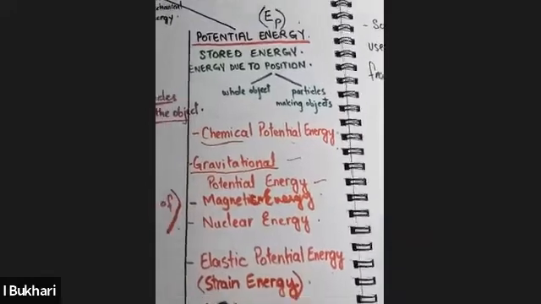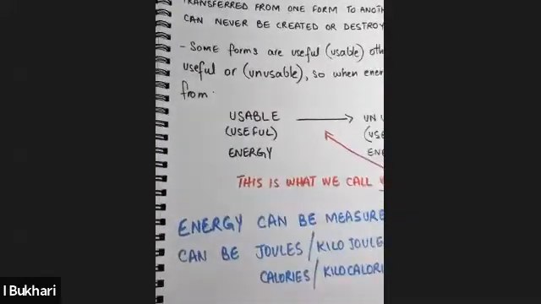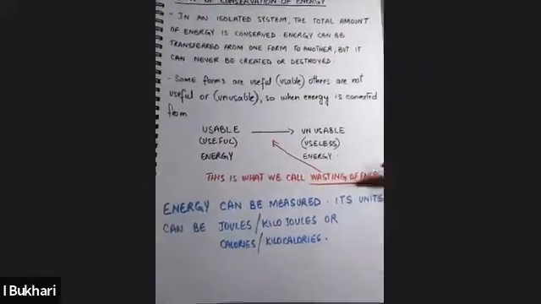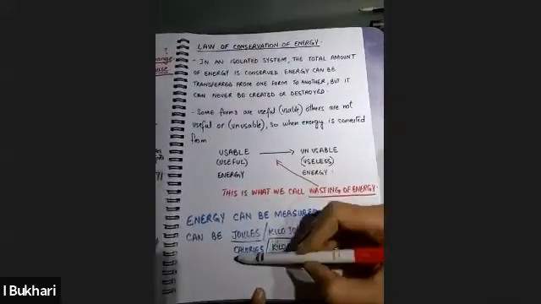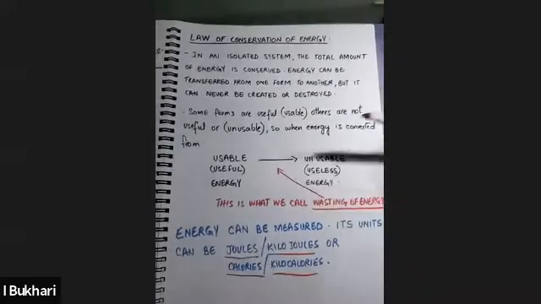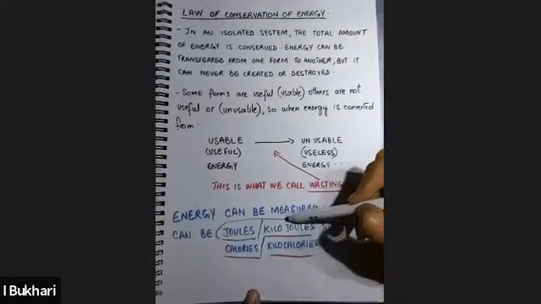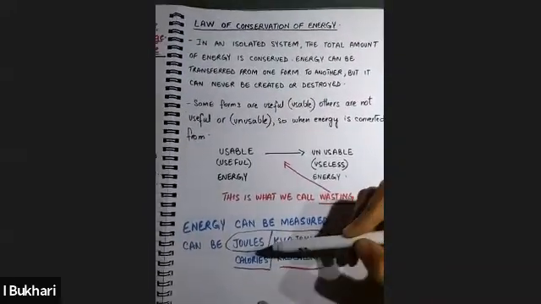Okay, now energy can be measured. It is a measurable quantity and its units can be joules or kilojoules, or calories or kilocalories. But in IGCSE, we use joules and kilojoules, okay?